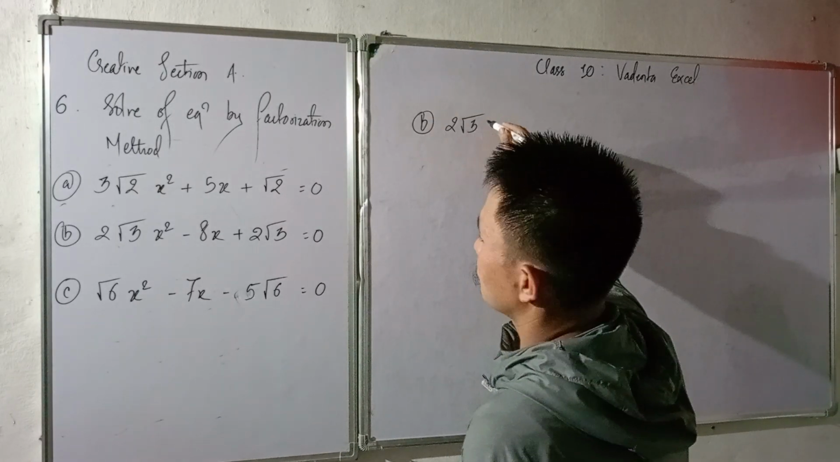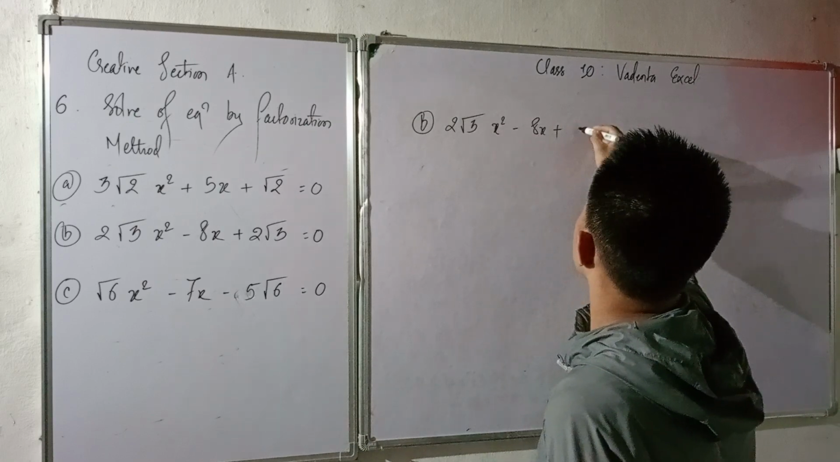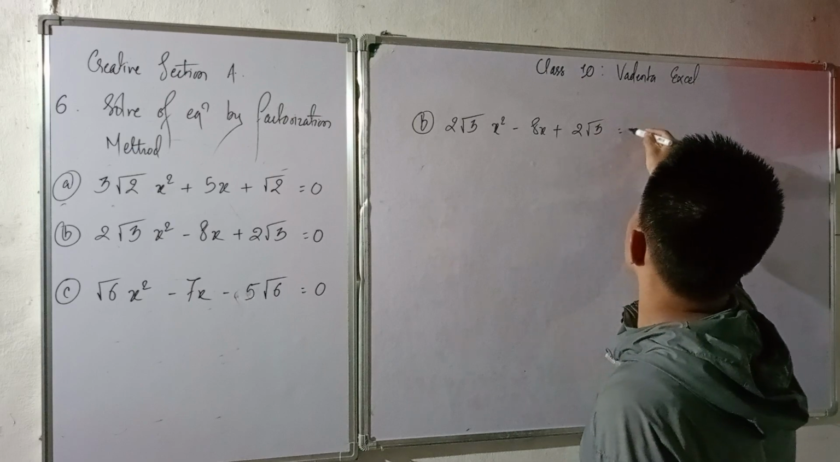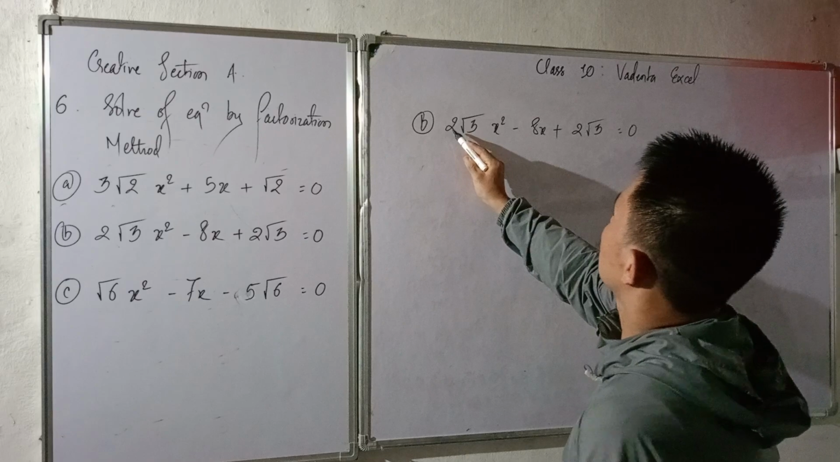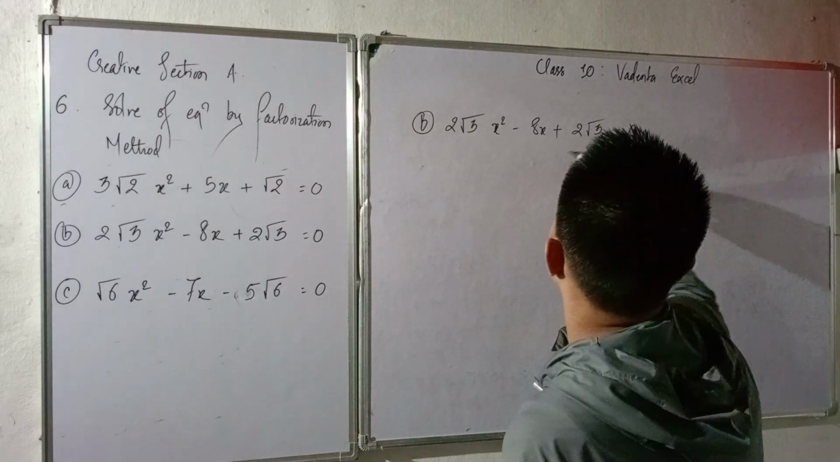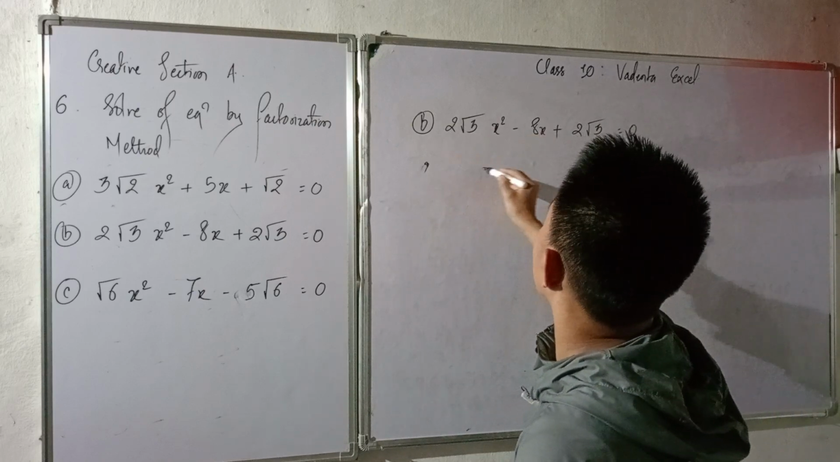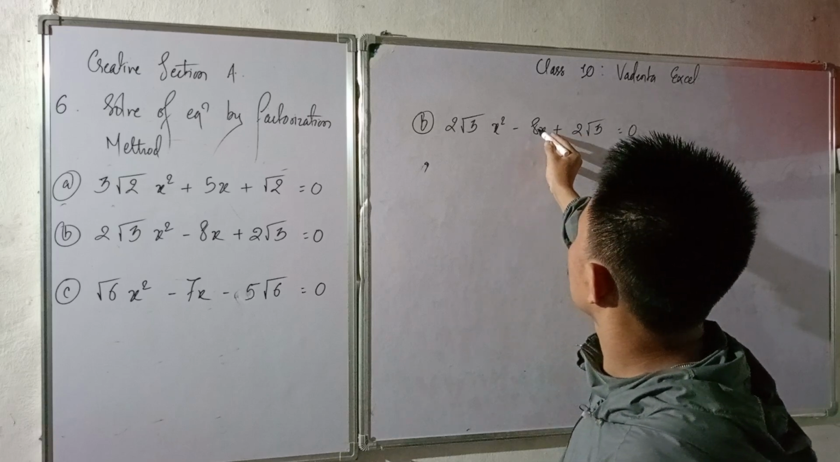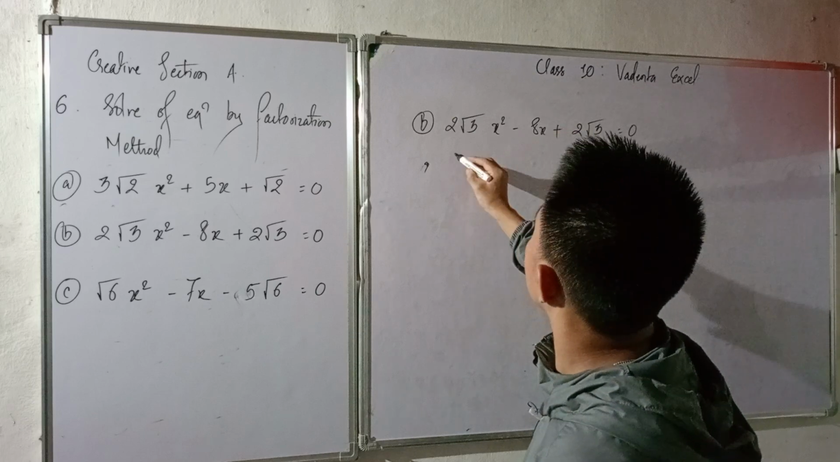2 root 3 x square minus 8x plus 2 root 3 equals 0. You do it on your own. No need to copy, no need to see my answers. So 2 root 3 times 2 root 3 gives 12. We need the factors of 12 that sum up to 8: 6 plus 2 is 8.